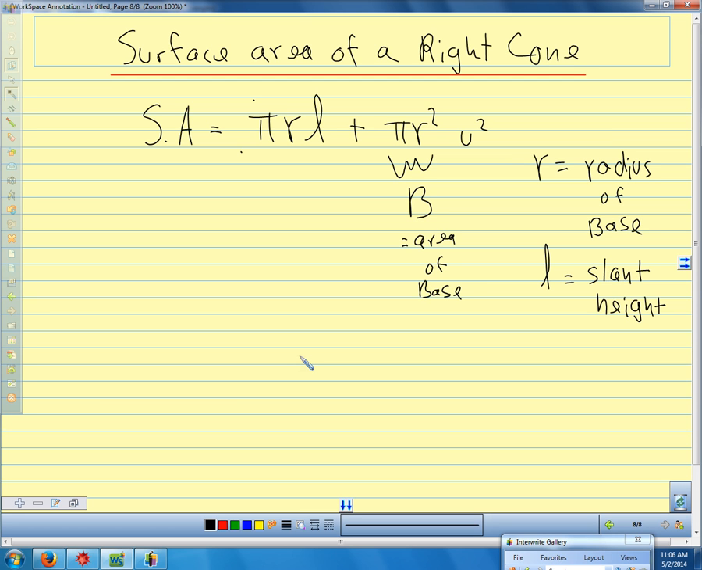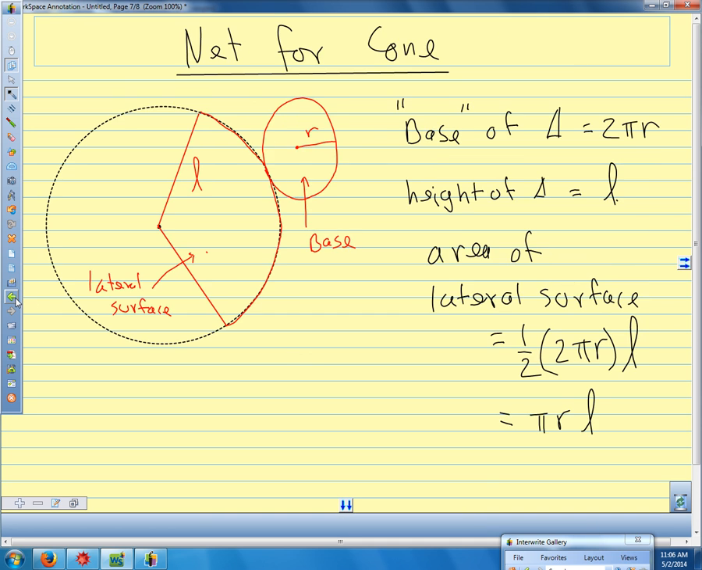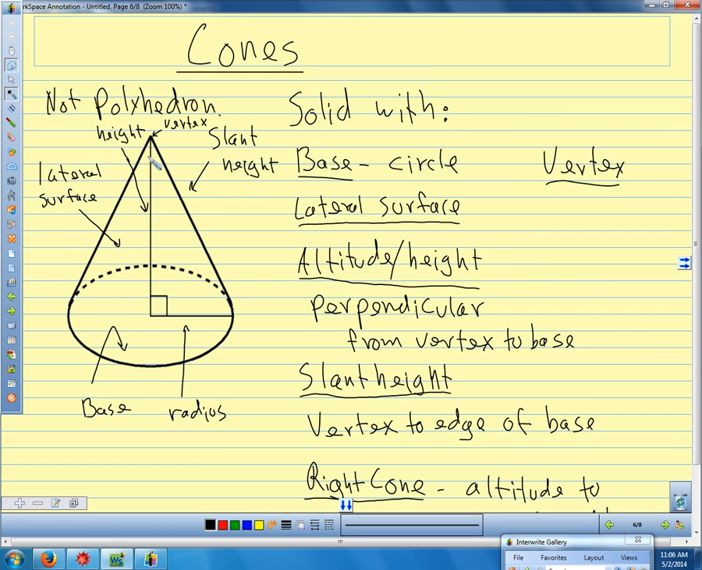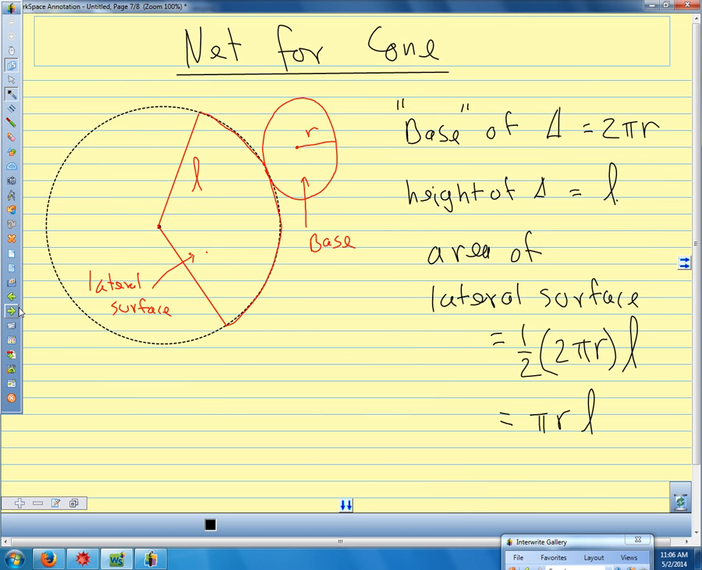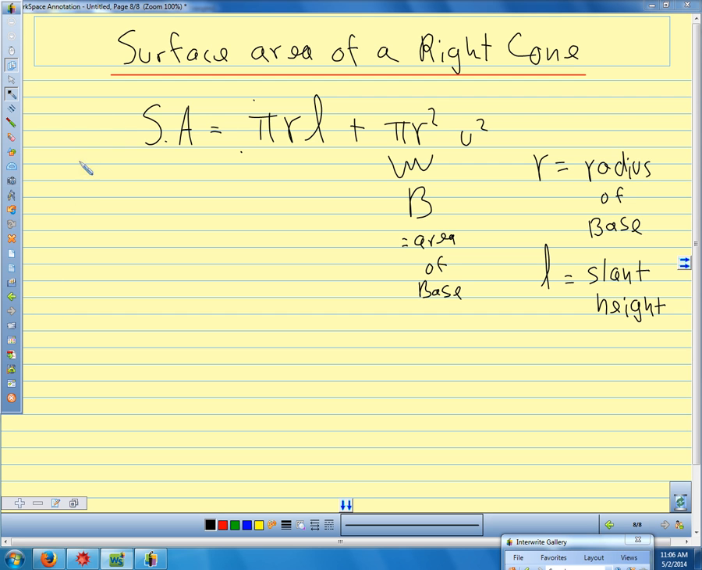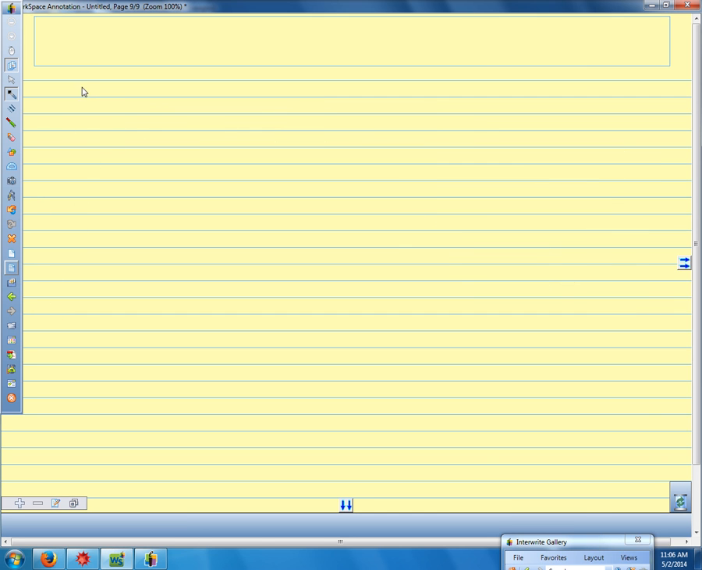All right, I just want to do one example calculating with this formula. Let me back up really quickly, and just as a reminder, inside this cone there is a right triangle between the height, the radius, and the slant height. You will have to use that to solve problems that have to do with cones. We have a right triangle inside of cones, just like we have a right triangle inside of pyramids. So let's do an example, and then we'll go over our homework quickly.